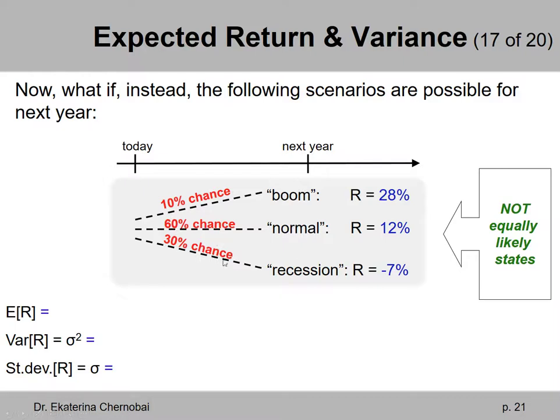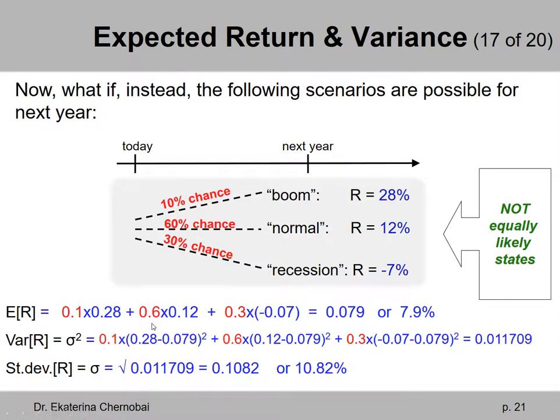So the three probabilities are given and the returns are given. If you do the math, then the only thing that will be different is what I'm highlighting in the red color, the probabilities. We will no longer have 0.333 for the expected return and for the variance formulas. Now there will be 0.1, 0.6, and 0.3. And that, of course, will affect the results that you will be getting. Now, the expected return will be 7.9%. And the standard deviation will be 10.82%.